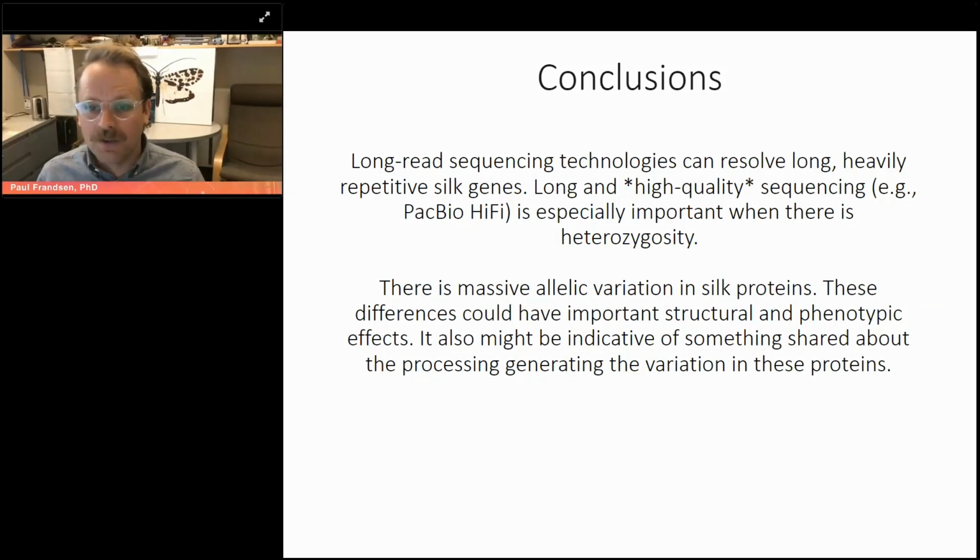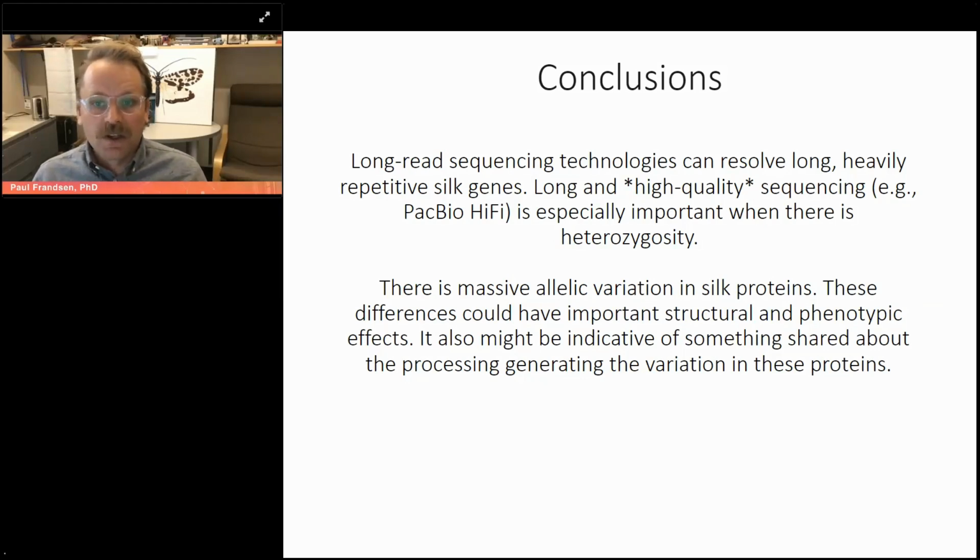And because of that, we were able to unlock this hidden variation that we hadn't been able to find before. And lastly, there's just massive allelic variation in silk proteins. So these differences are probably really important for phenotypes. And so we really need to understand the variation and properly characterize it when we're characterizing the phenotypes. And I think there's also something common about these mechanisms that generate the variation that we're observing in these big structural repetitive proteins.